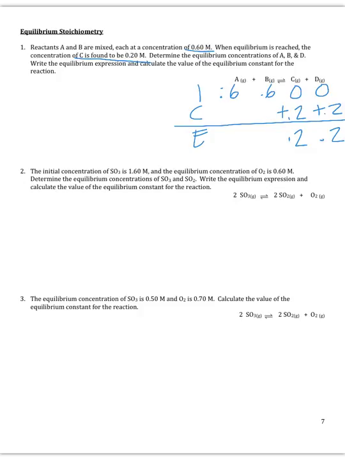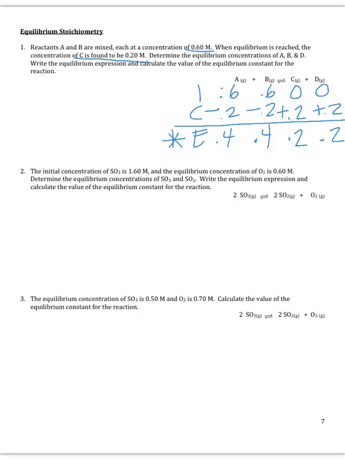So now for reactants. Reactants decrease in concentration. They get used up. So we're going to be subtracting. And again, everything's in a 1-to-1 ratio, so we're going to subtract 0.2 from each of our reactants. And 0.6 minus 0.2, of course, is 0.4. So now we have equilibrium concentrations for everything. And that's what we need in order to calculate an equilibrium constant.